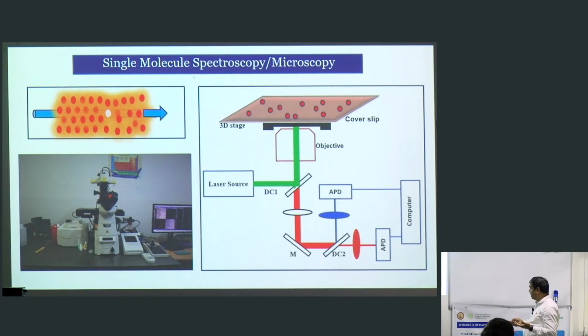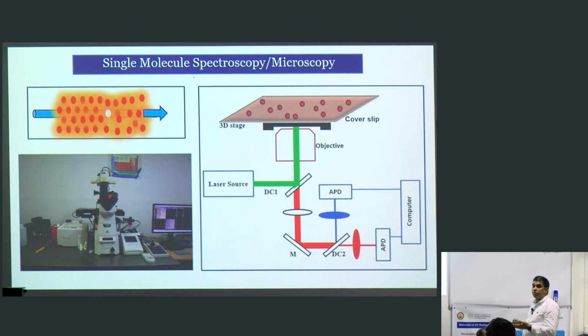So you can see here the same techniques are being used. We have the light source here, and then we can have one dichroic mirror. The purpose of the dichroic mirror is that it will pass the light to the sample and then it will give you the emission by not passing the excitation light. And this is a cover slip and there is a stage.